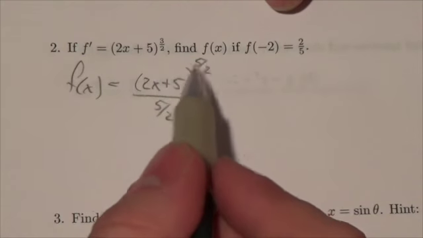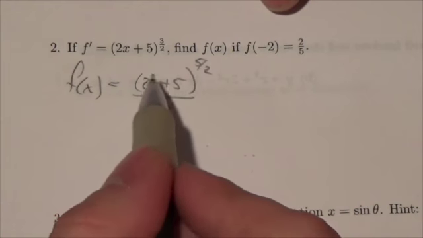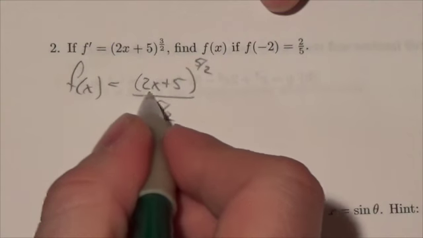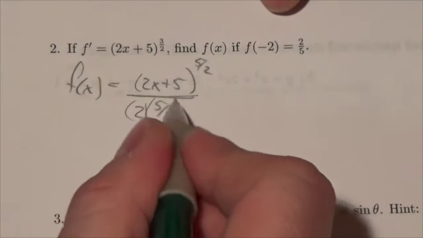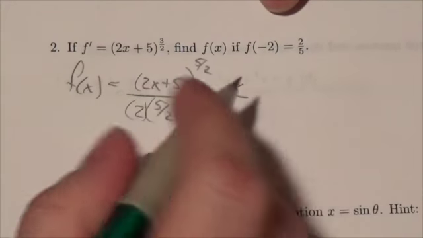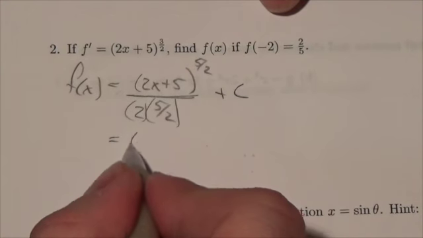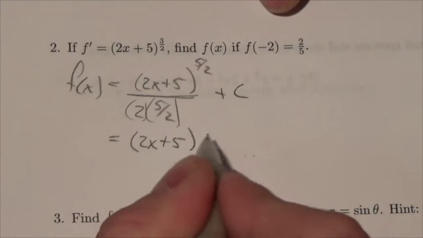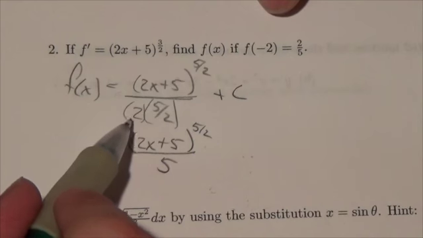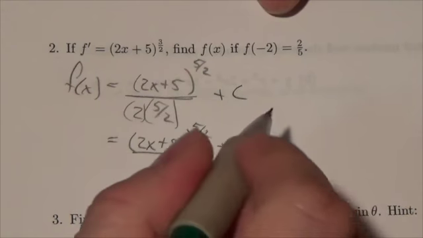But if you were to take the derivative of this, you would bring down the 5/2. The 5/2 would cancel. You'd end up with 3/2 here. But then you would multiply by a 2. So what that means is we need to divide this whole expression by 2 as well in order to make this work. And then don't forget about plus c. Now, when we simplify what we're seeing here, we end up with (2x + 5) to the 5/2 all over 5. In the denominator, the 2 and the 5/2 are going to cancel. But remember, this is still plus c.